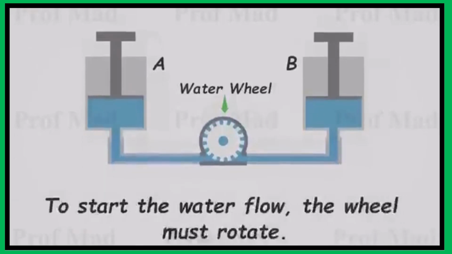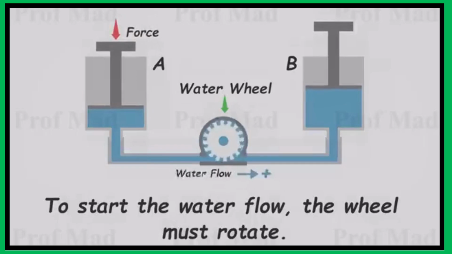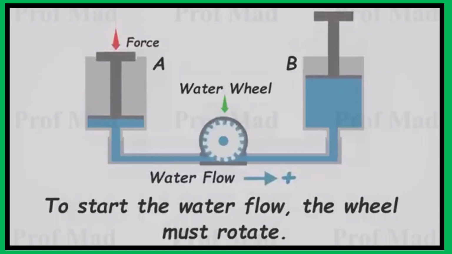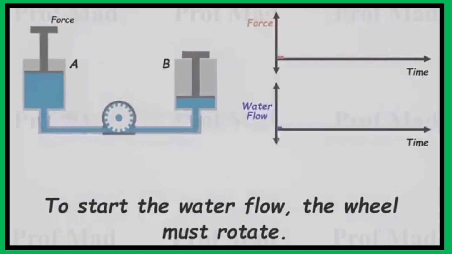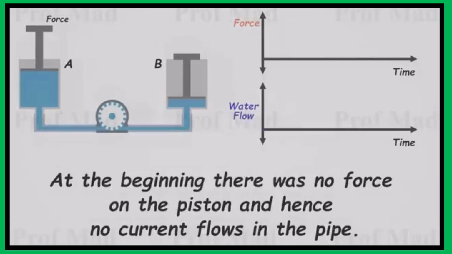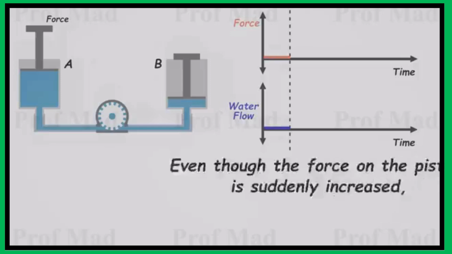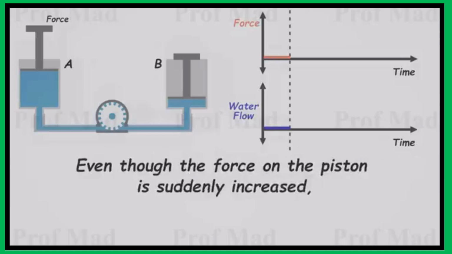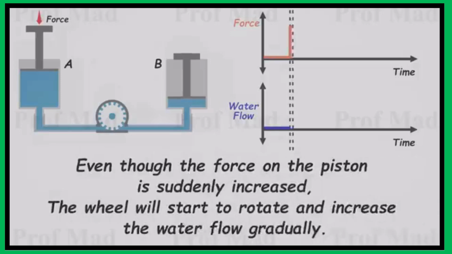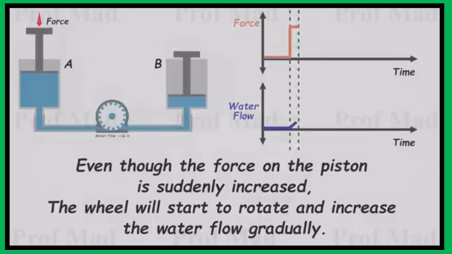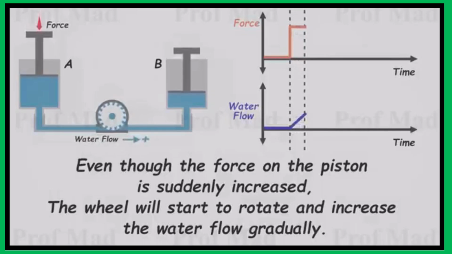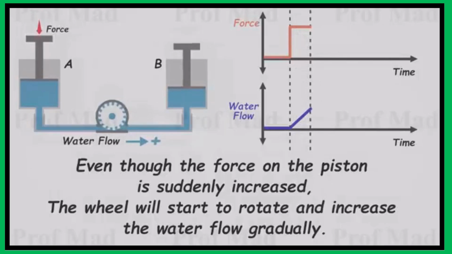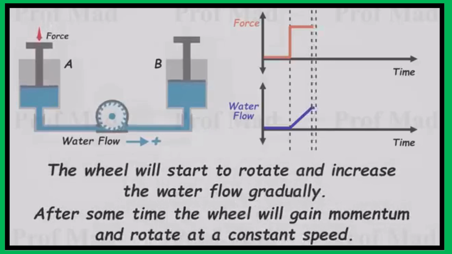To initiate water flow, the wheel must begin to rotate. Let's illustrate this with a graph of the applied force and water flow. Initially, there is no force on the piston, resulting in no current flow through the pipe. When we suddenly increase the force on the piston, the water flow cannot immediately increase. It needs to set the wheel in motion first. Consequently, the wheel starts to rotate, gradually increasing the water flow. After a while, it reaches a constant speed.